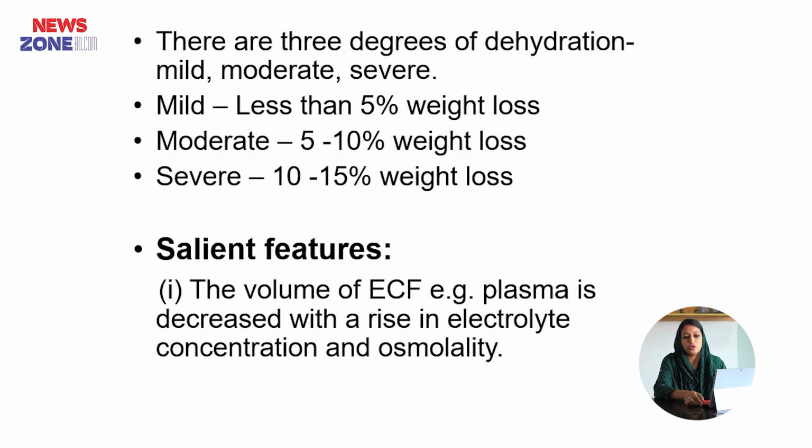There are 3 degrees of dehydration: mild, moderate and severe. In mild, there is 5% loss of weight, in moderate 5 to 10% loss, and in severe cases 10 to 15% loss. Now, the salient features: number 1, the volume of the extracellular fluid, that is plasma, is decreased with the rise of electrolyte concentration and osmolarity.